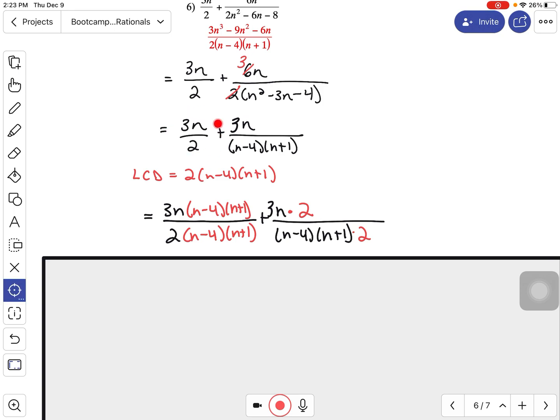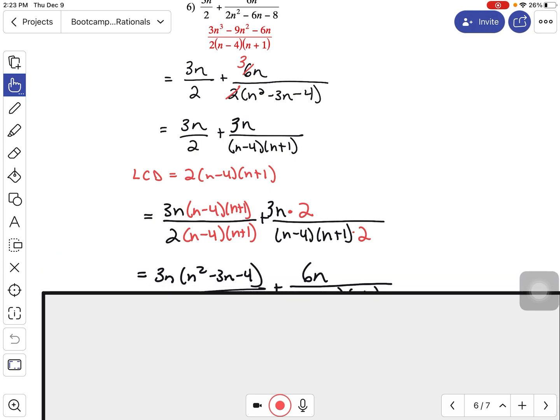So if this first fraction was 3n over 2, I was missing the n minus 4 and the n plus 1 from the LCD. So I needed to insert those factors that were missing. And what we do to the bottom of a fraction, you have to do to the top. I did the same thing in the second rational expression there. I had to multiply the bottom and top by 2. 2 was the missing factor in the second denominator when I compare it to the LCD. So now my denominators are the same, which is awesome, because now I can distribute.